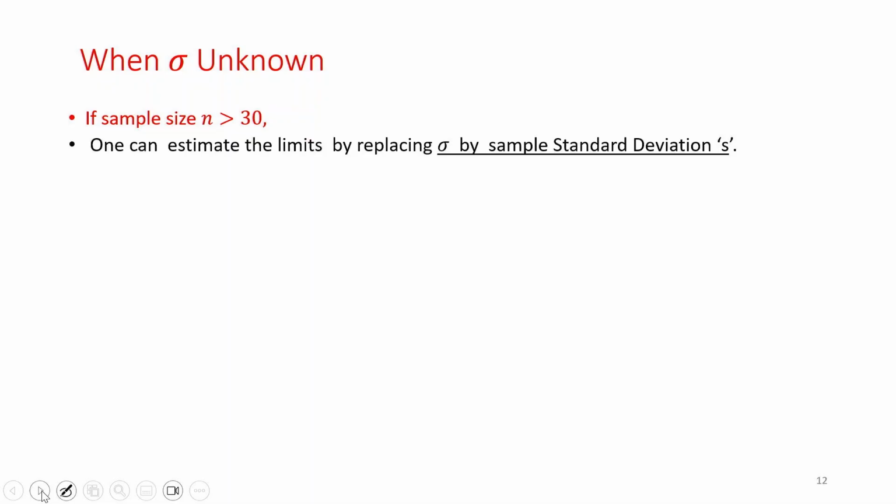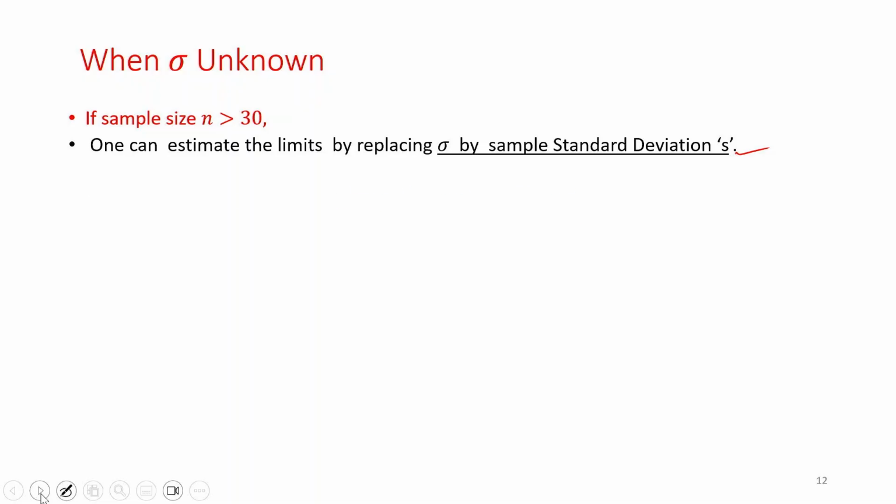Next question comes: when the population standard deviation is not known. Earlier we assumed that the population standard deviation is known to us. But when it is unknown, then what do you do? First case is when the sample size is large, more than 30. In that case, one can estimate the limits by replacing sigma by the sample standard deviation S.